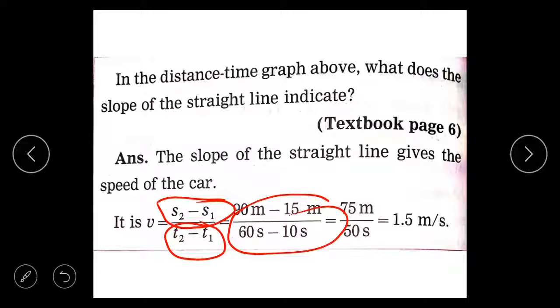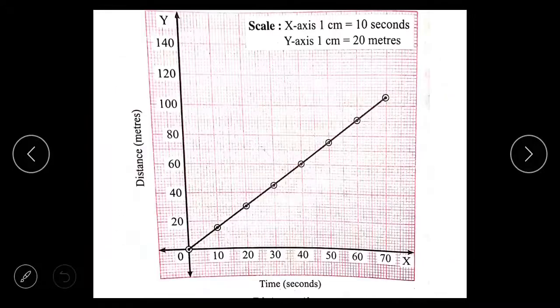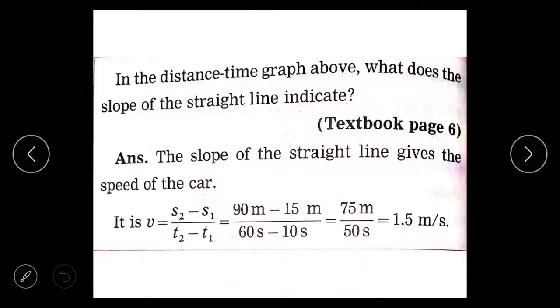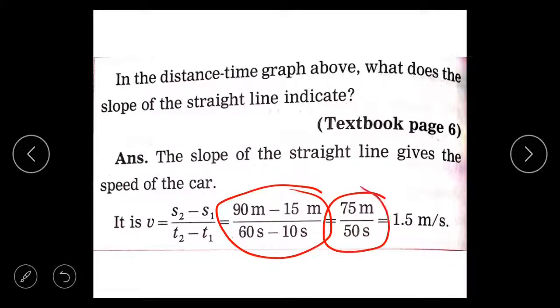So he has taken this point and this point. In this way he has calculated the slope. Accordingly, if you find the coordinates of those points and put them in this formula, you will find that it is 75 meter upon 50 second, and after calculating it you can find it as 1.5 meter per second. This is nothing but the velocity or speed of that motion.